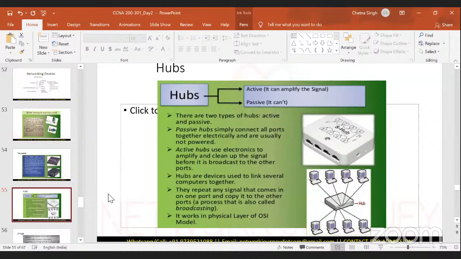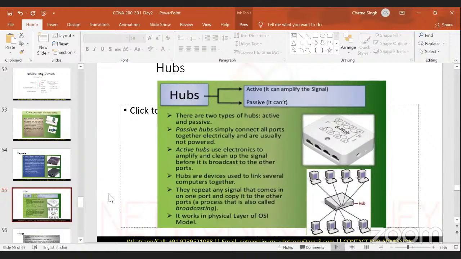If a sender is transmitting a packet, should I forward it to all the ports and block the bandwidth or create congestion, or should I give it only to a specific recipient? That intelligence was not there in hubs. It was just taking the information and broadcasting it to every other port, or to all other PCs connected to it.